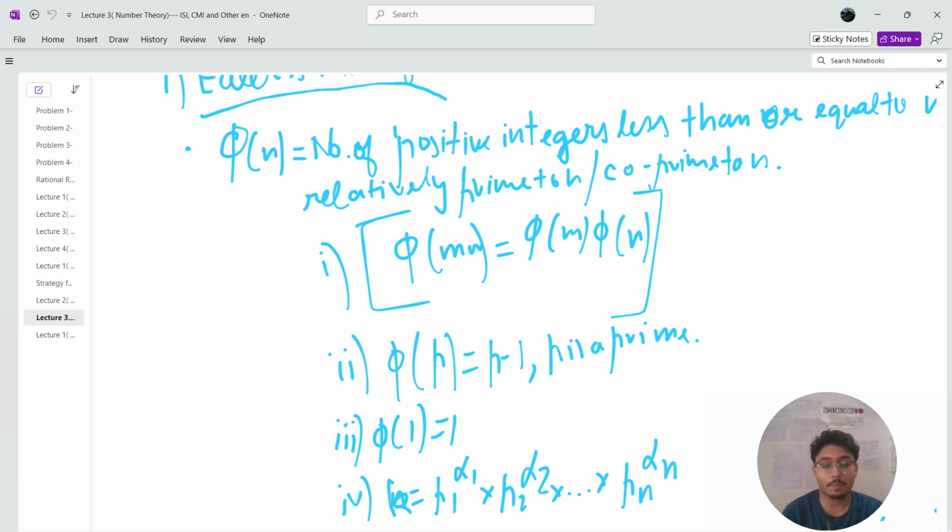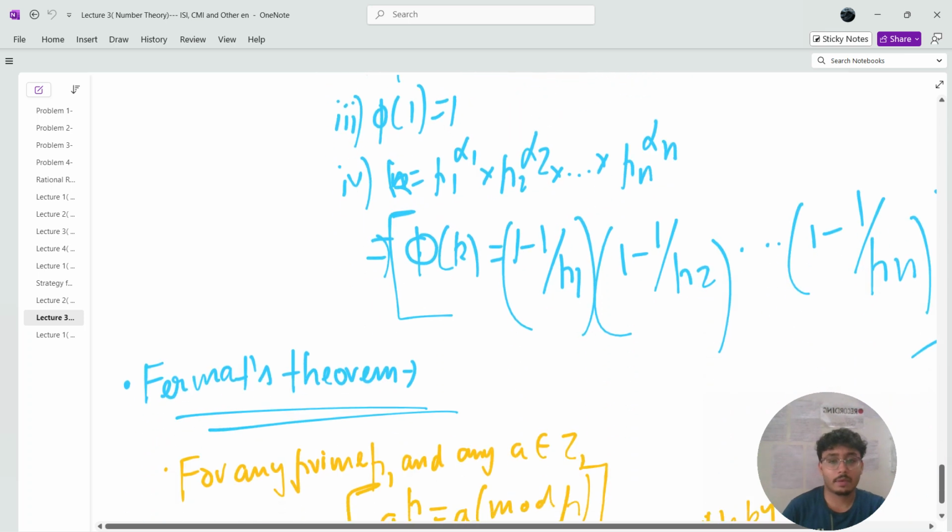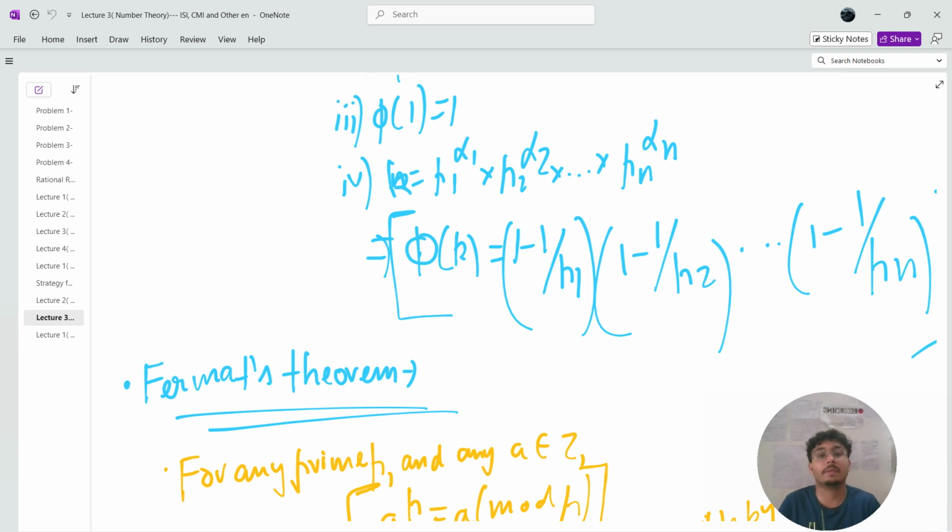These were some properties, that is phi of mn is basically your phi of m into phi of n. Now phi of p is equal to p minus 1 if p is a prime. Phi of 1 has to be 1 since we do not have any positive integer less than 1. And phi of k, if k can be expressed in the form of p1 to the power alpha 1 into p2 to the power alpha 2 up to pn to the power alpha n, where p1, p2, up till pn are distinct primes and the alphas are normal integers, then phi of k is basically k into 1 minus 1 by p1 into 1 minus 1 by p2 up till 1 minus 1 by pn.